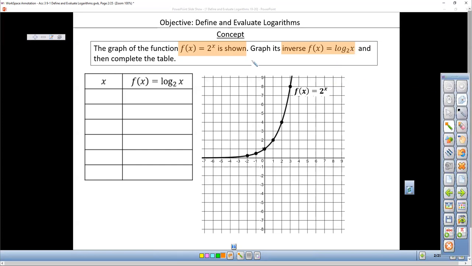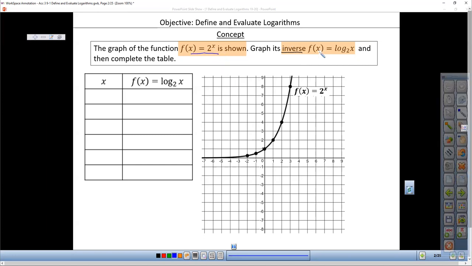So remember that since these two are inverses, the relationship would be that all of the points for f of x equals 2 to the x would switch to create the inverse f of x equals log base 2 of x. So this point here, which is 3, 8, for our logarithm would become 8, 3. So the exponent becomes the y value, and the power value of 8 becomes our x. So this would be log base 2 of 8 equals 3. That would be the idea, the reversing of that.